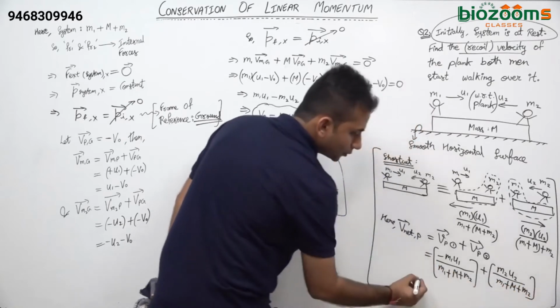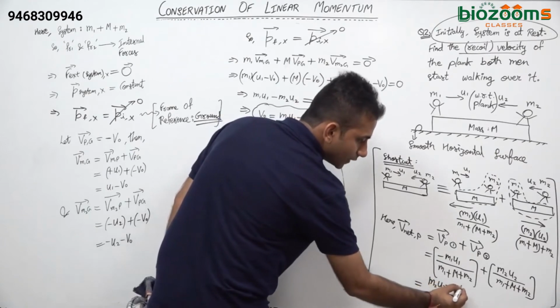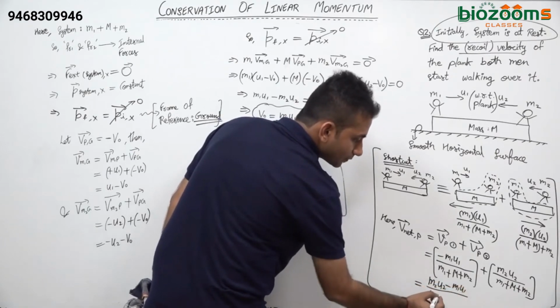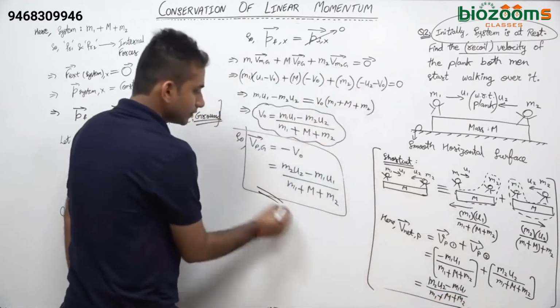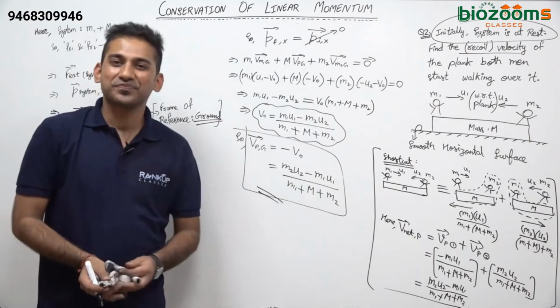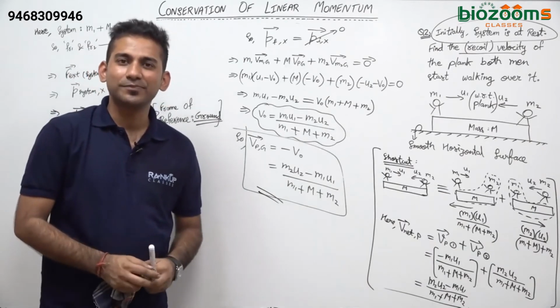Add them up. The denominator is the same. Are we going to get M2 U2 minus M1 U1 over the total mass of the system, M1 plus capital M plus M2? The same result as before. Understood? Can we do it like that?